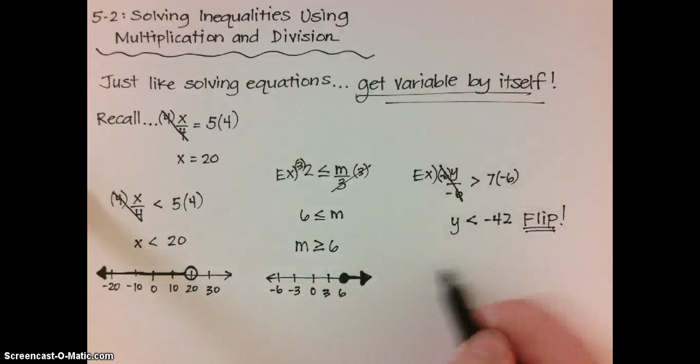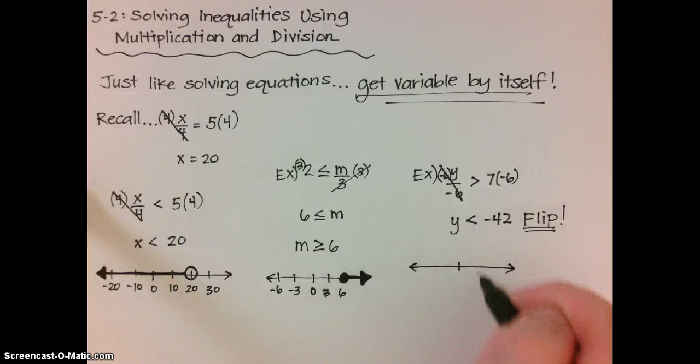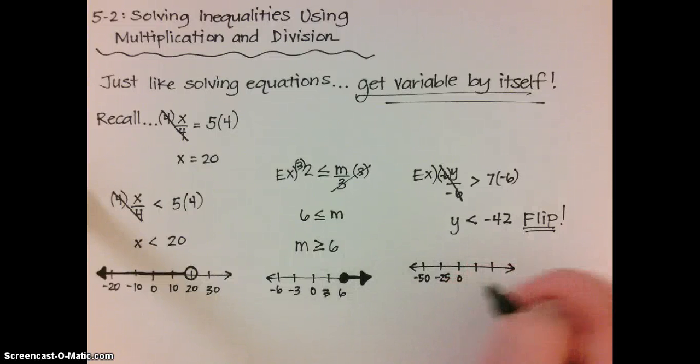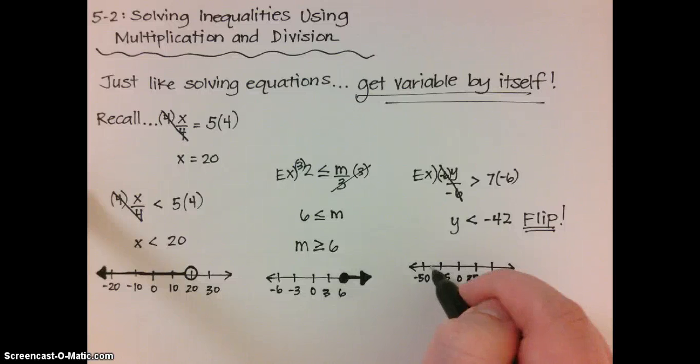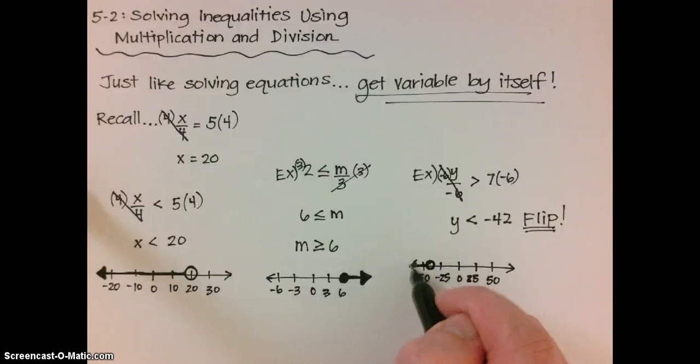Okay? And so that's very important because for your solution, when you're graphing it on your number line, you want to make sure that you're graphing the correct direction. So negative 42 is about right here, and it's going to be an open circle, and it's all those values that are less than negative 42. So does that make sense?